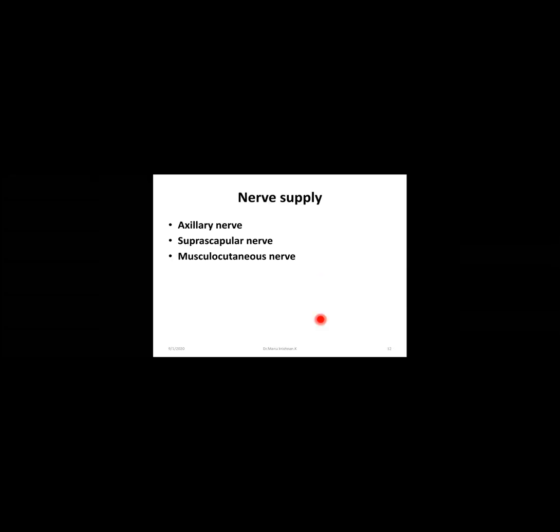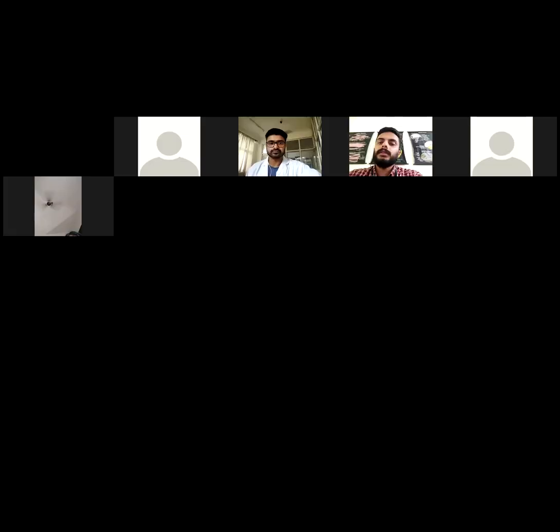So let's have a revision regarding the same things we have studied now. I'm just drawing a simple diagram here. I'm representing the bones with the blue color. So here I'm drawing the glenoid cavity.